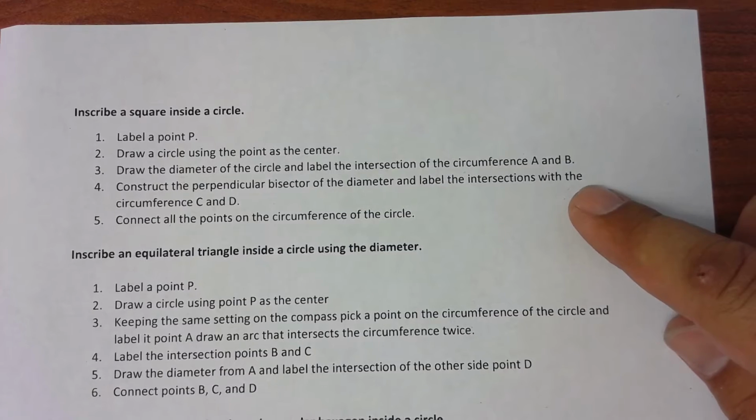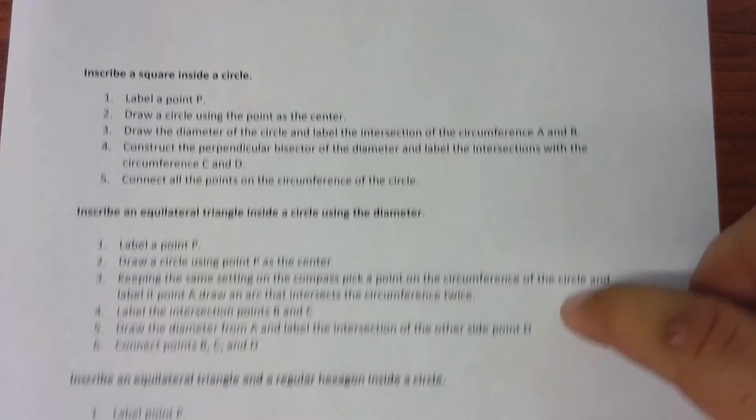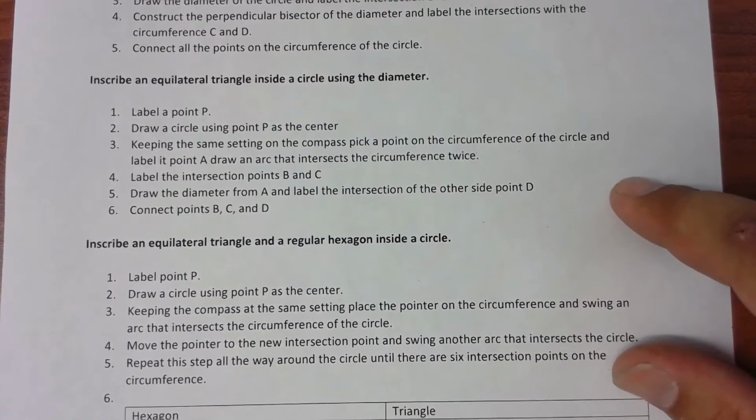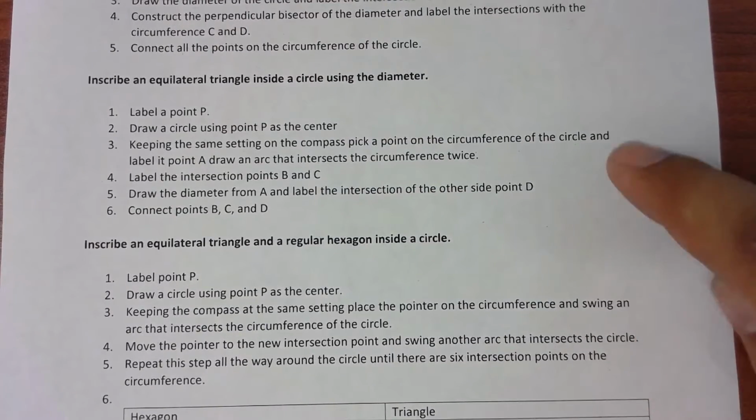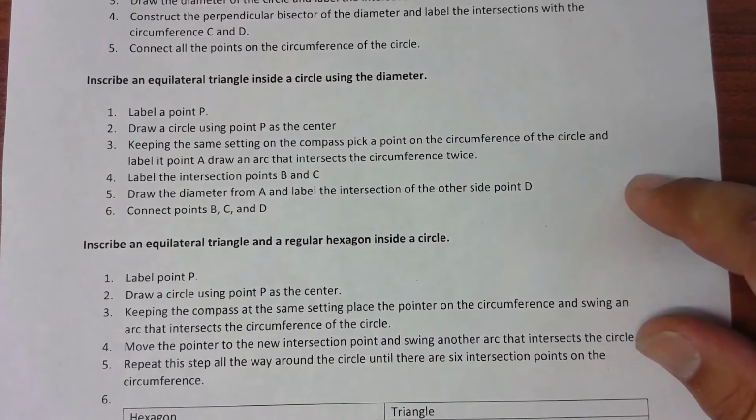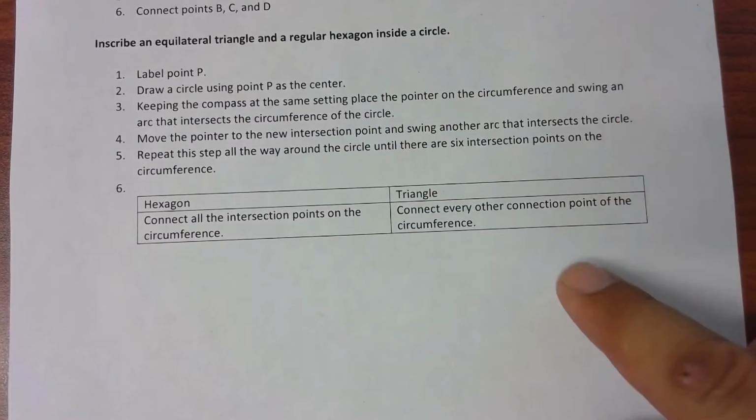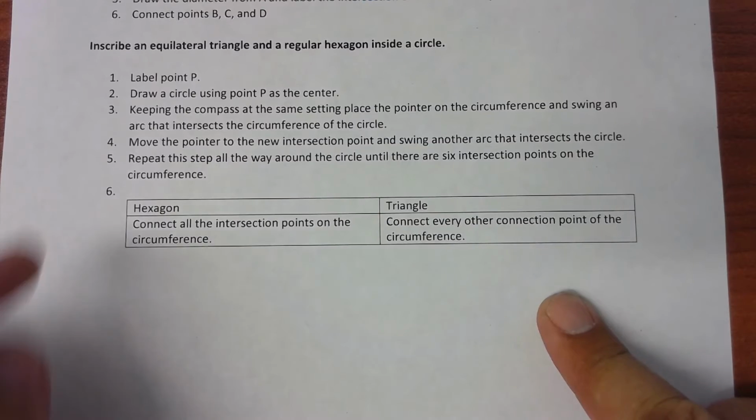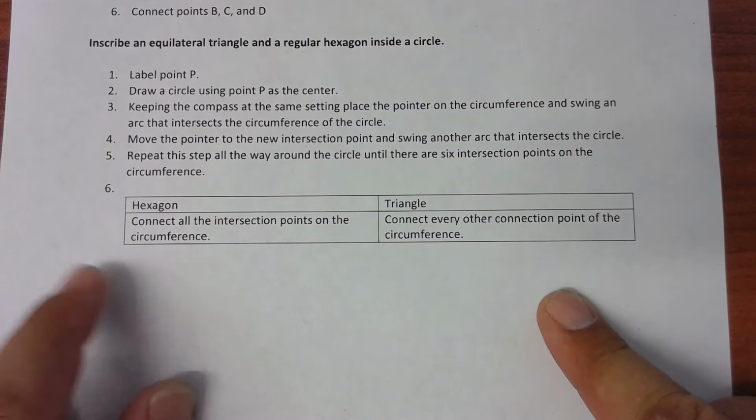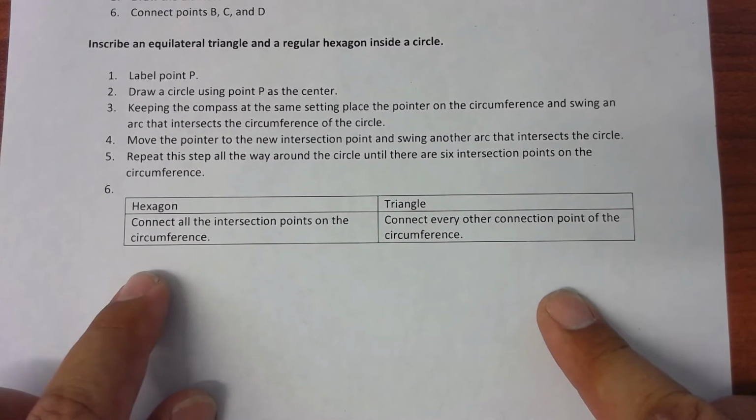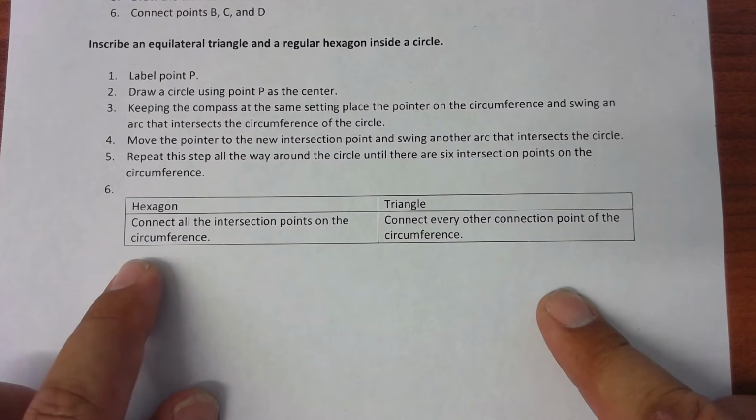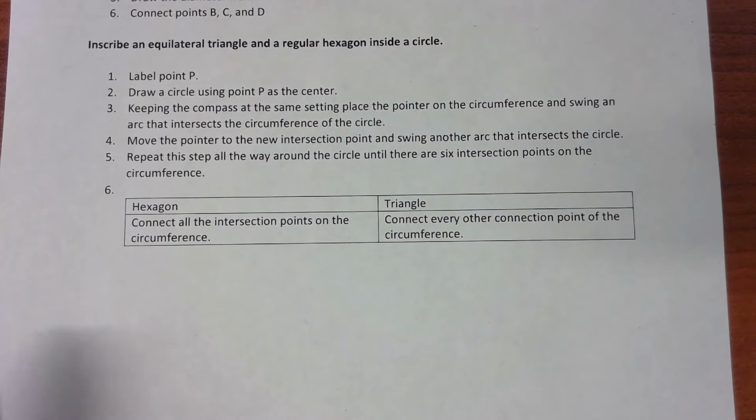You can pause it so that you can write them down in your notebook. I will not be showing these steps again. I'll just be doing the constructions. For the equilateral triangle and the hexagon, steps 1 through 5 are exactly the same. Step 6, depending on what you do in step 6, you're either going to create the hexagon or create the triangle. Alright, so let's begin.